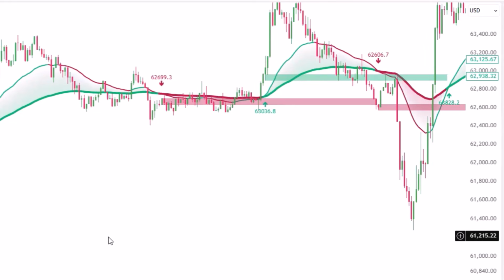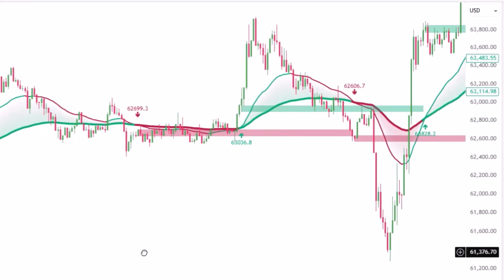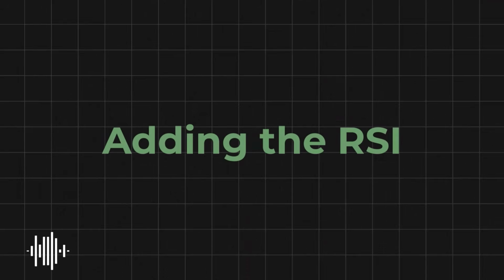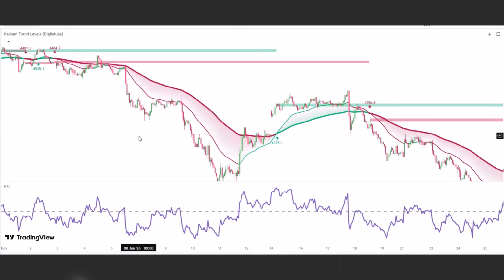So, while the Kalman Trend Levels do an excellent job of identifying the trend and highlighting potential reaction areas, they still need one more piece of confirmation before we can build a complete trading strategy. That's exactly what we will add in the next step. Adding the RSI. Now let's add the second part of our strategy, the Relative Strength Index or RSI.